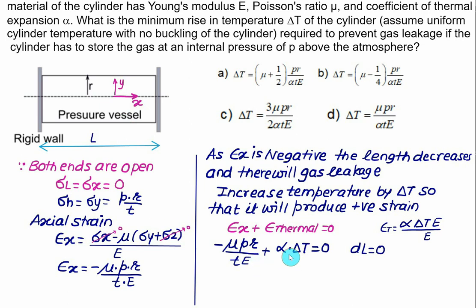We have to find out here the value of delta T. So delta T will be equal to, this term will become positive, mu into pressure P multiplied by radius R divided by alpha multiplied by thickness multiplied by Young's modulus E. Mu into P into R divided by alpha T E. So these two are wrong. Choice D is correct: mu into P into R divided by alpha times T multiplied by E. Choice D is the correct choice.